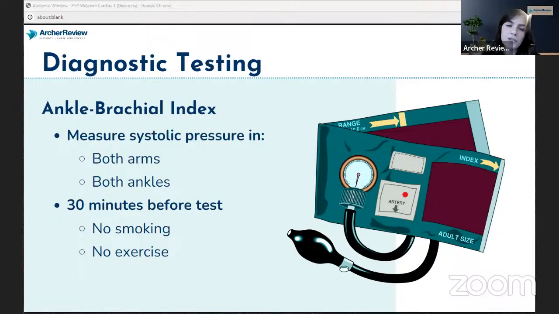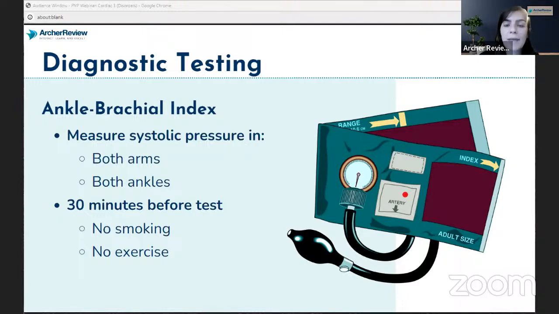So the pressure is going to be reduced back there, right? You want to educate your patients before you're sending them. Hopefully, wherever you're referring them to will also call them and prep them a little bit for the ABI, but let them know if they are smokers, don't smoke 30 minutes before the test and no exercise 30 minutes before the test because you want to make sure that the results are accurate.